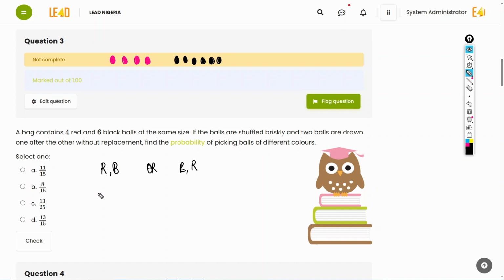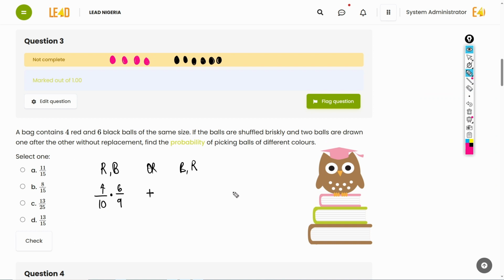So the probability of picking a red ball the first time will be 4 out of 10, right? Then the probability of picking a black, now because one red ball is gone, would now be 6 out of 9, right? Because one red ball is gone. So then plus, let me put my red ball back so that we can now do the second possibility. So I put my red ball back, and then let's look at it.